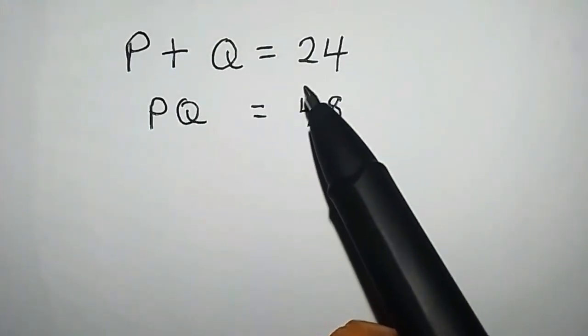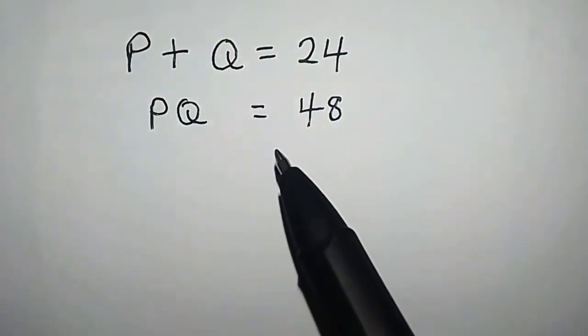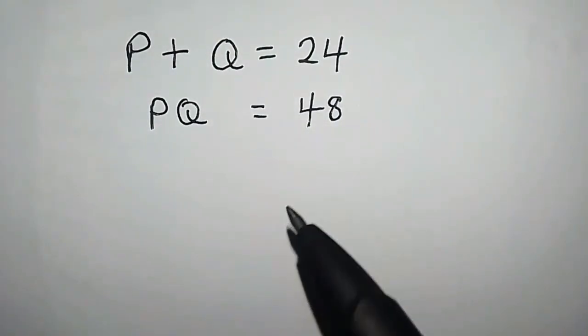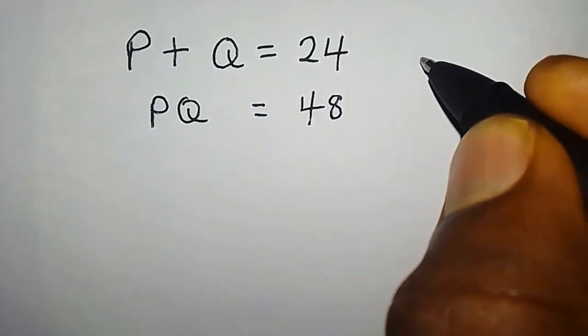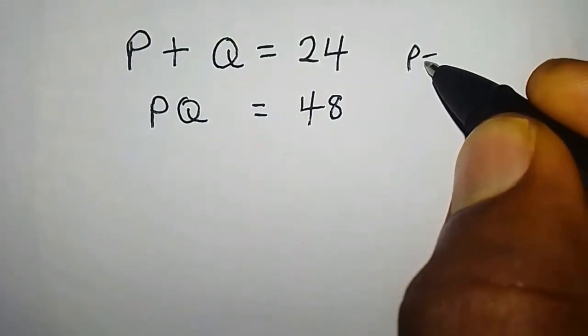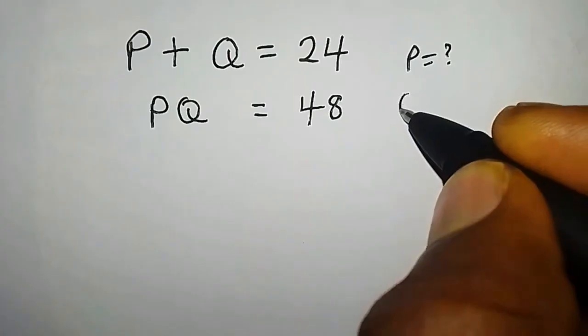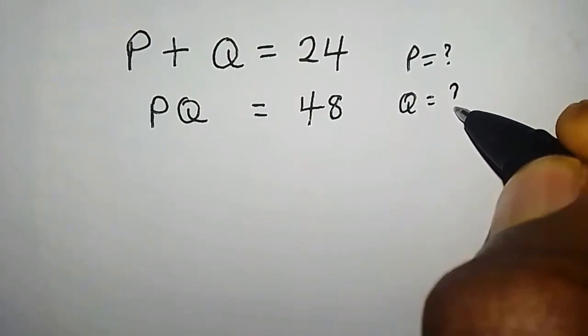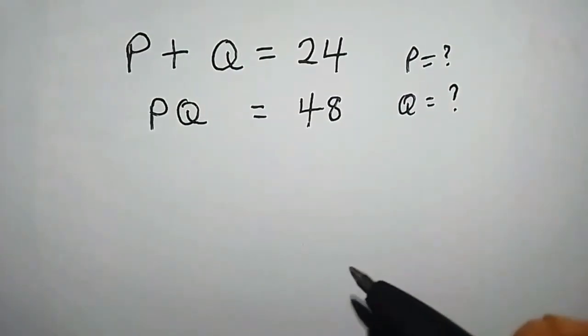P plus Q equal to 24, PQ equal to 48. We want to find the value of P and the value of Q. So without further delay, let us begin.